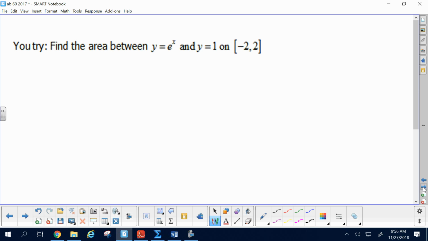You try, please. Would you find the area between y equals e to the x and y equals 1 on negative 2, 2? Do not use your calculator. It's a crutch that you do not need. You know how to graph y equals e to the x, and you know how to graph y equals 1. Go.